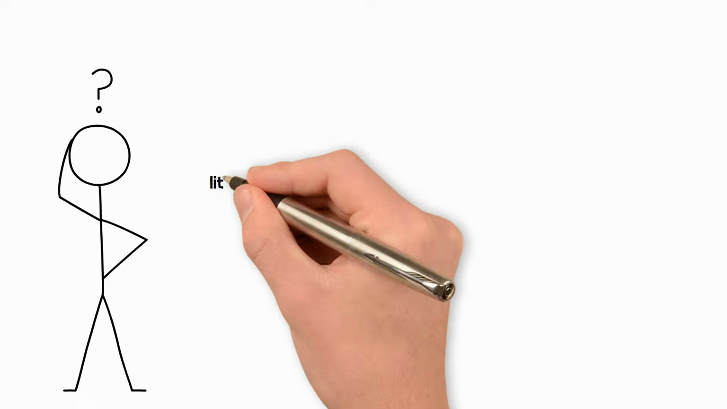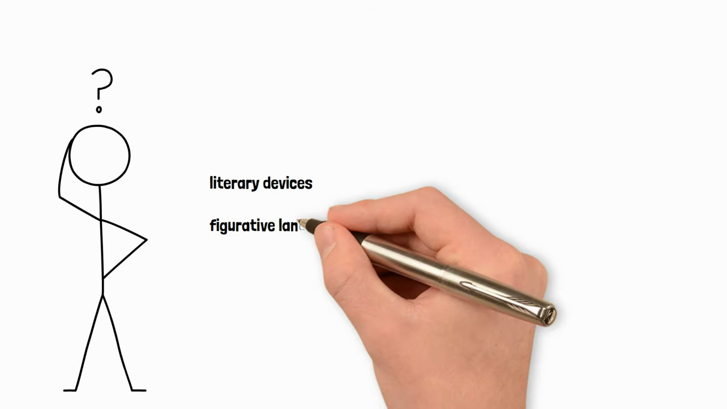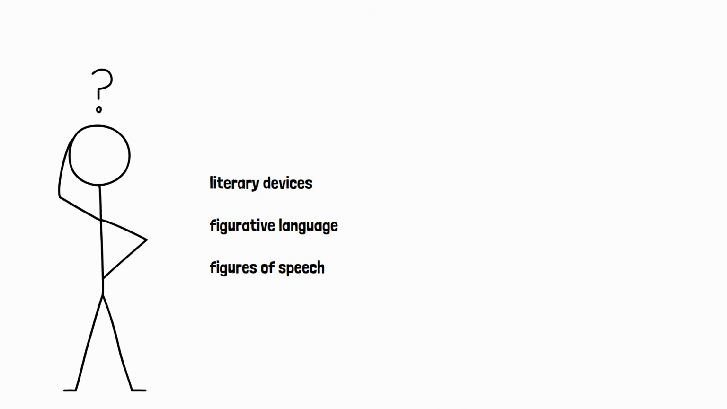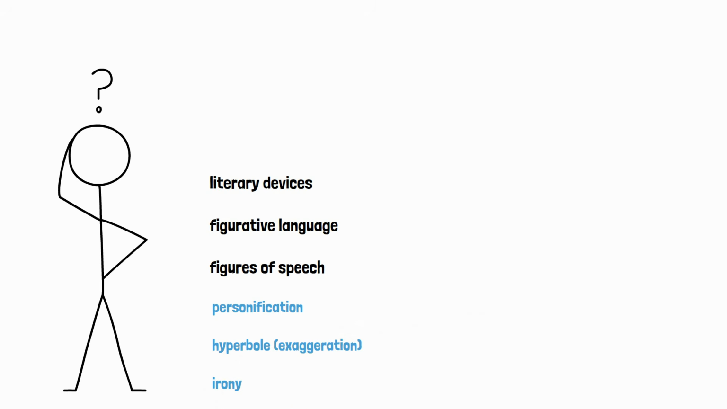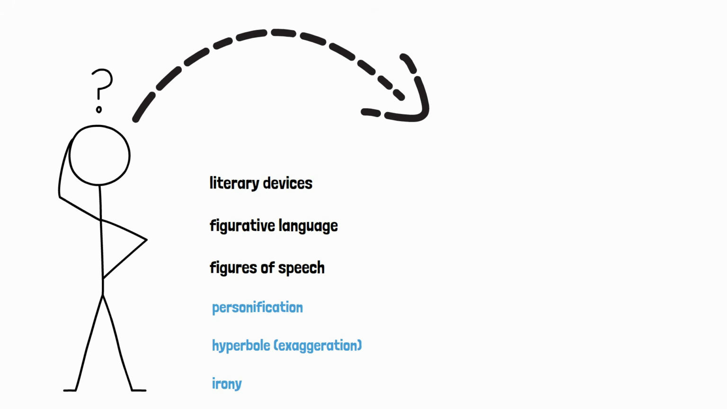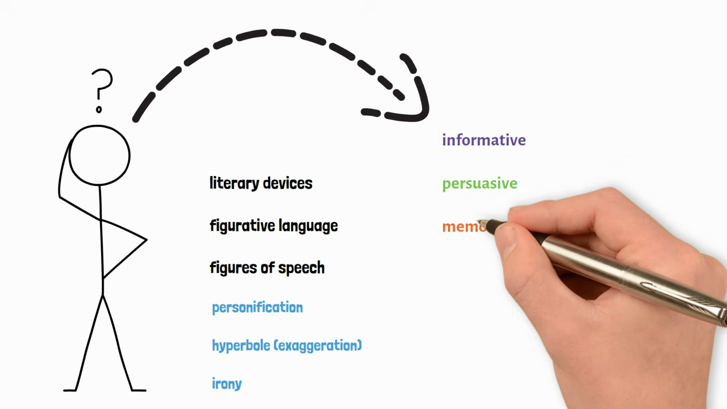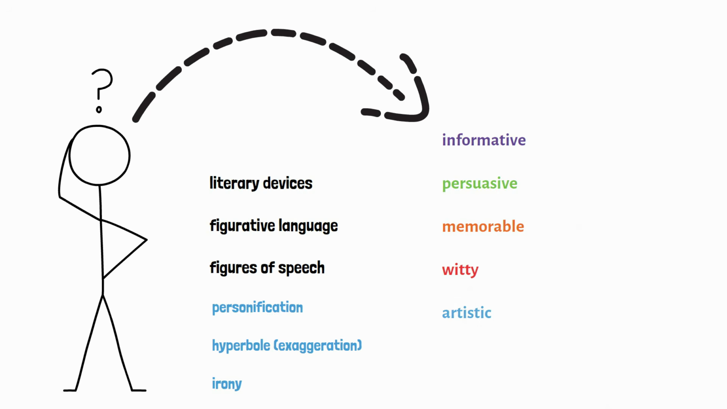Similes and metaphors fall under a larger category of tools, also called literary devices or figurative language, or also figures of speech. There are many other kinds of figurative language, such as personification or hyperbole, which is exaggeration, or irony. And all of these literary devices help writers to be informative, persuasive, memorable, witty, artistic, things like that. Another reason writers may use similes and metaphors is because they tend to help our minds focus on concrete, specific images that may be easier to remember.